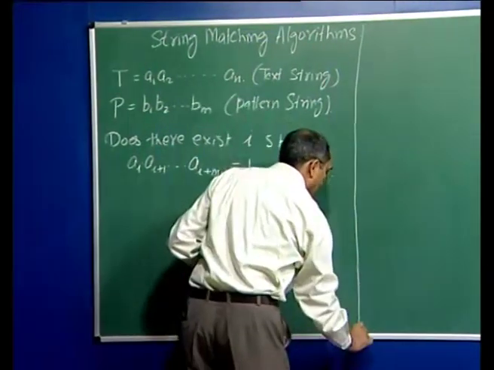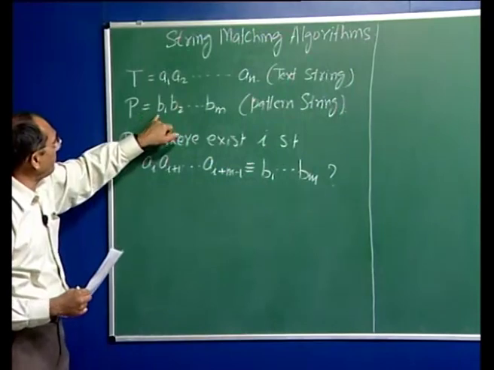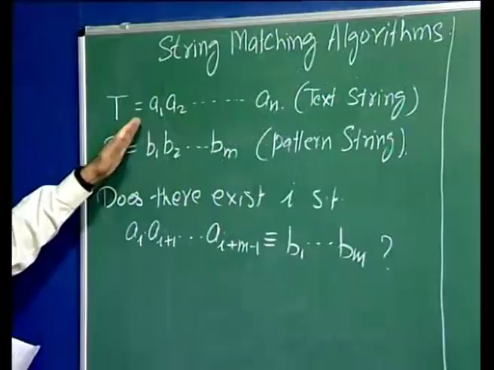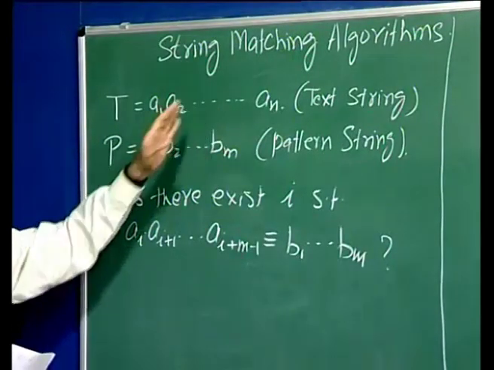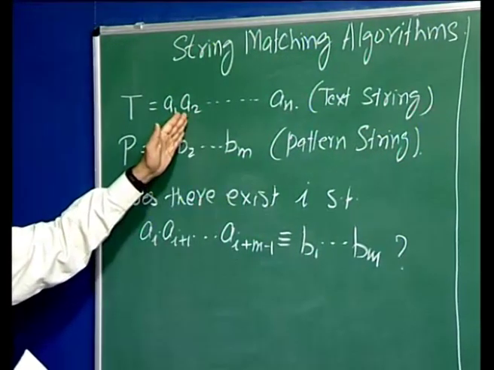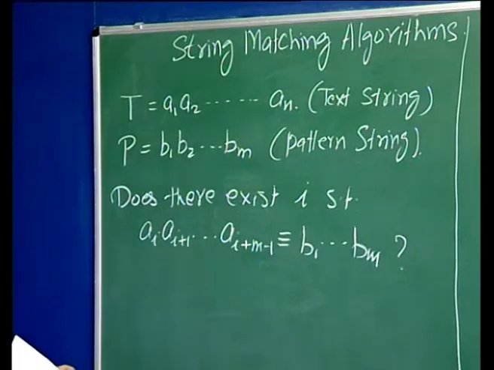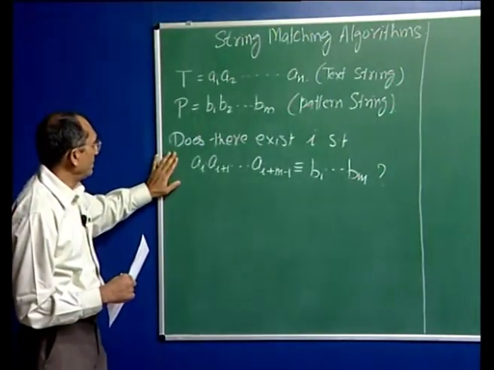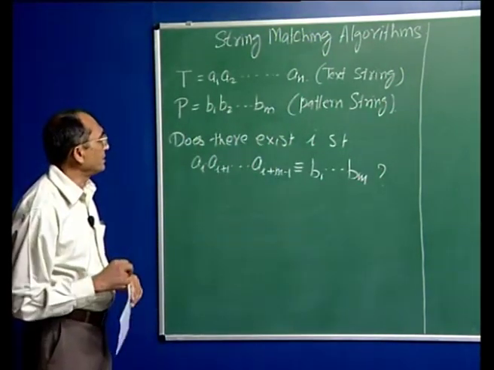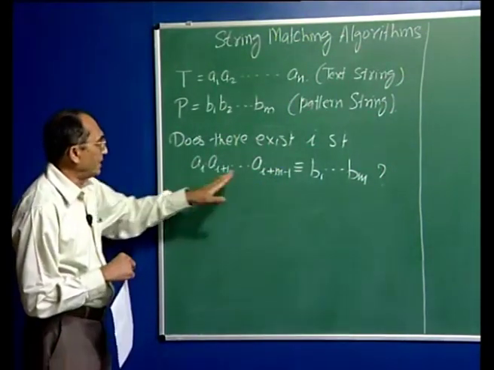The trivial solution to this problem is to start matching the pattern string symbol by symbol starting from the first position. If we succeed all the way up to A_m, then we have a solution. Else, we repeat the entire process starting at A_2, and we continue to do that. If at all we ever succeed, then we do have an affirmative answer to this. Else, there is no substring of T which matches with P.